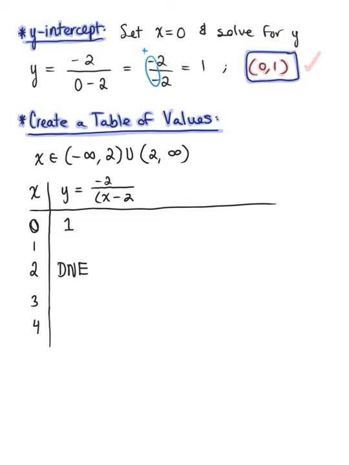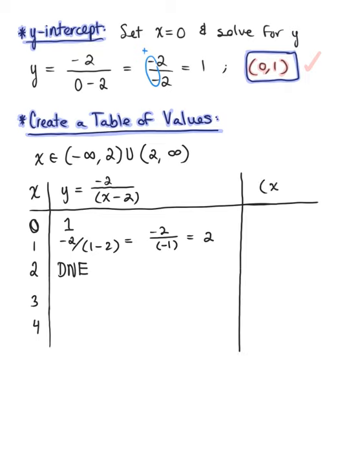Now when x is 1, let's plug this in. So we have -2 divided by 1 minus 2. So that leaves us with -2 all over -1. Negative times a negative produces a positive. So this is positive 2. And so we can now incorporate that third column here for our solution points, the ordered pairs x, y. So we have the first point, the y-intercept, (0, 1). And the second ordered pair we have is (1, 2).